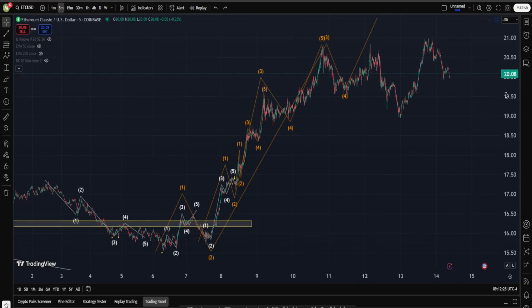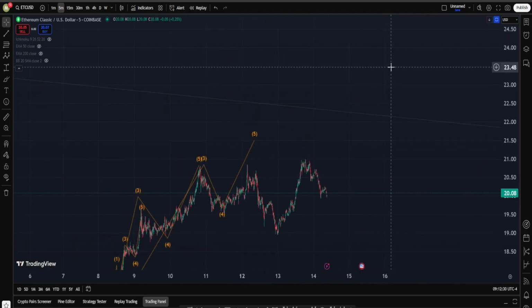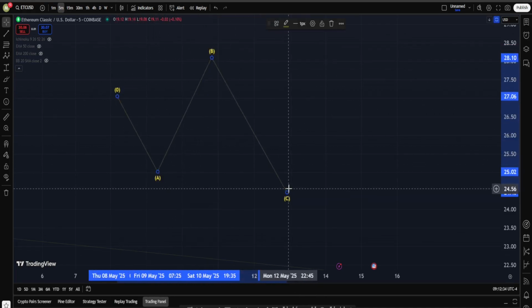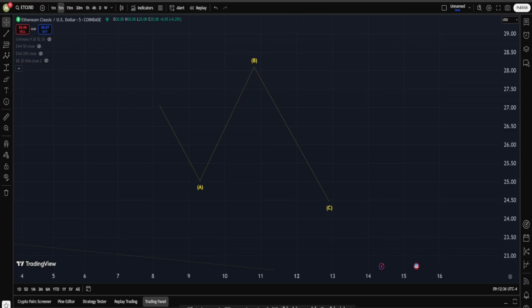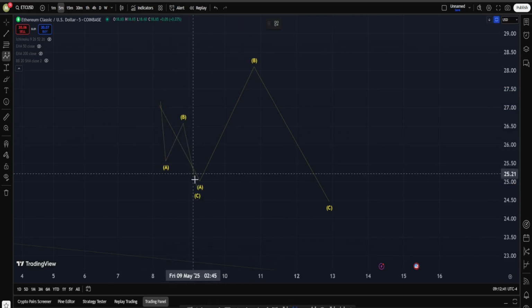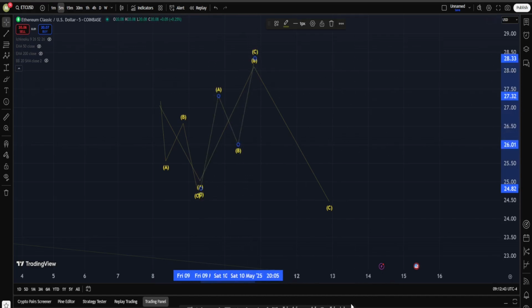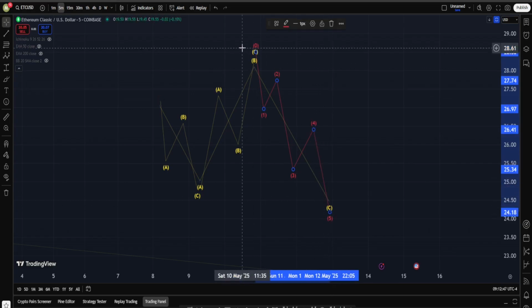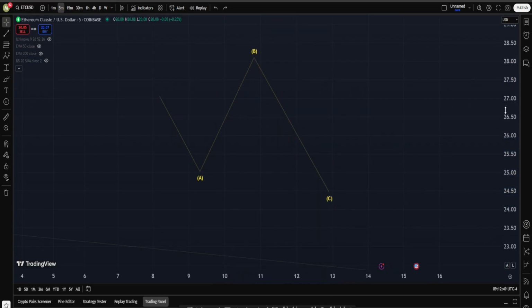Why is that? Because I think starting from this point, in Ethereum Classic, we had a beautiful ABC in form of an expanded flat, which the subwaves for it are like this: ABC down into A, ABC on the upside into B, maybe a WXY. In my opinion, it doesn't really make that much of a difference. And then a 1, 2, 3, 4, 5 wave down into C.